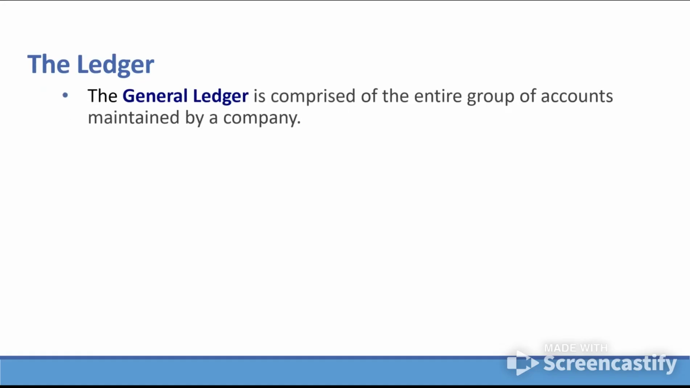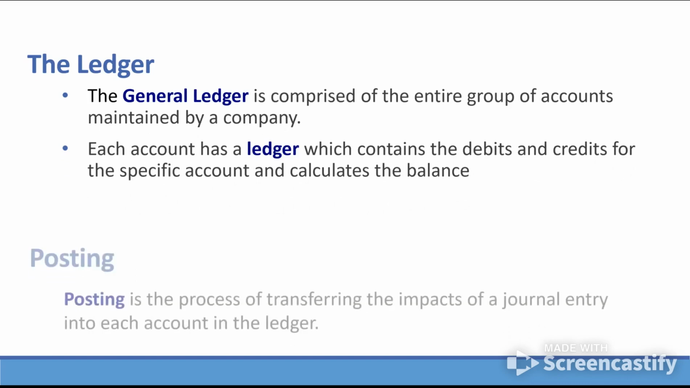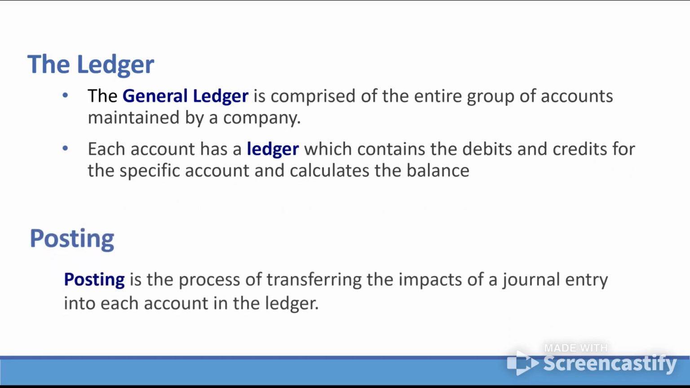So what is a ledger? The general ledger is the entire group of accounts that are maintained by a company. And within that, each account has a ledger, which contains the debits and credits and helps us calculate the balance of the account. So posting is the process of transferring the journal entry information into the ledger.